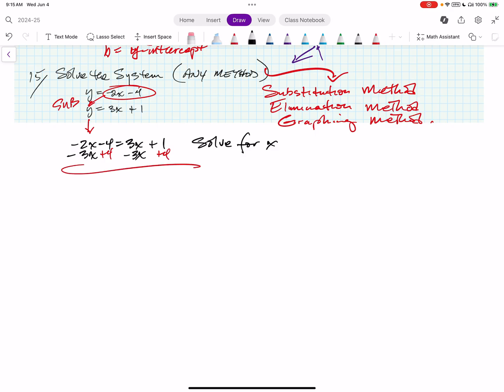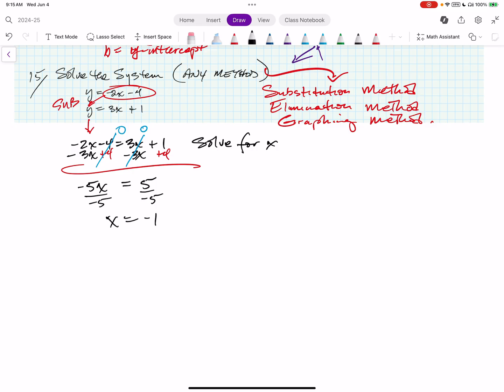So -2x and -3x is -5x. The 4 minus 4 cancels. All right, those cancel to 0. Those cancel to 0. 1 and 4 is 5. So we have a right side of 5. Divide by -5. And you get x is equal to -1.